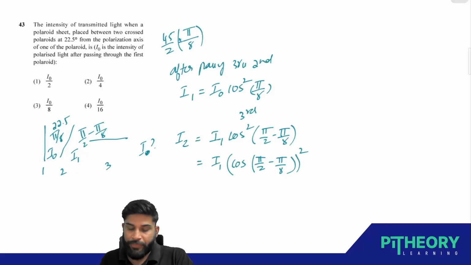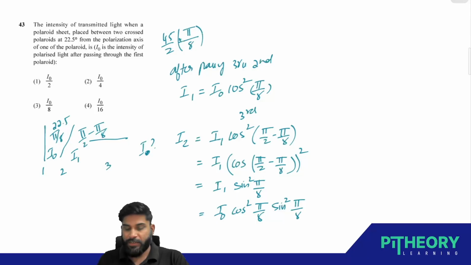this whole square. Now, what is cos pi by 2 minus pi by 8? It is simply sine pi by 8 only. So you can write I1 sine square pi by 8. What is I1 we have got? It is I naught cos square pi by 8. So I naught cos square pi by 8 into sine square pi by 8 we can write.